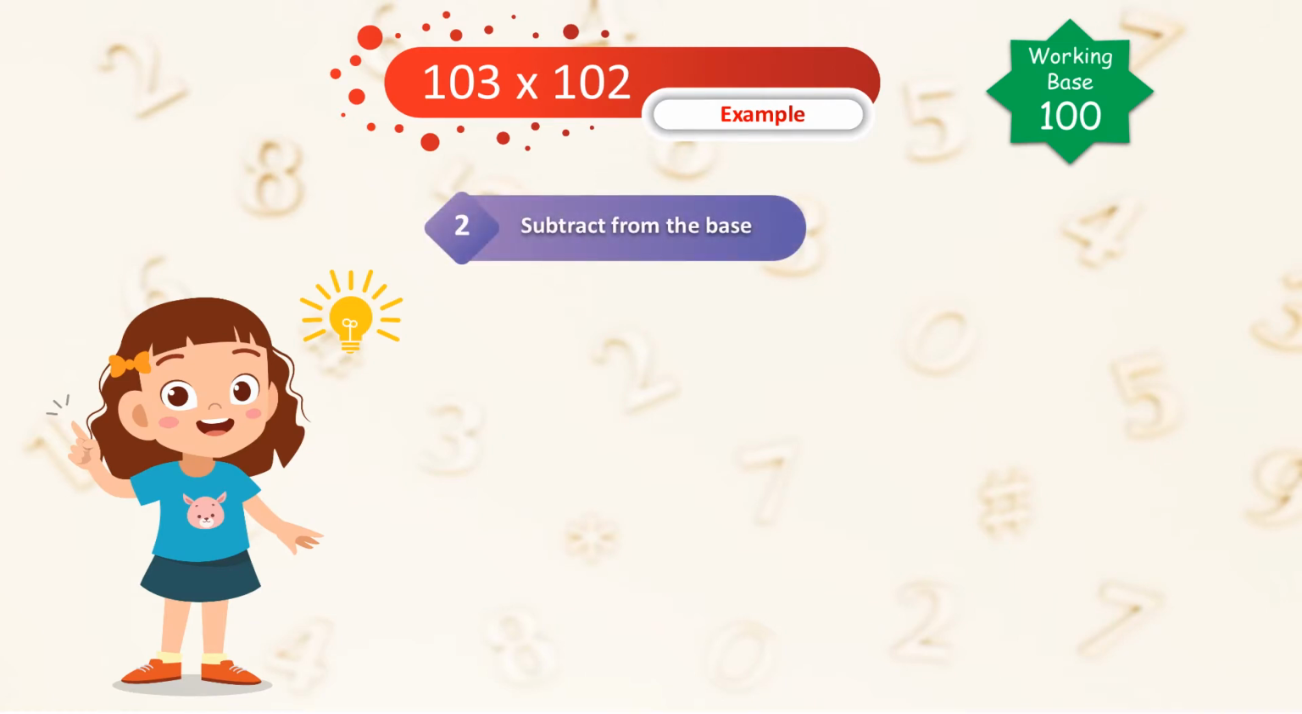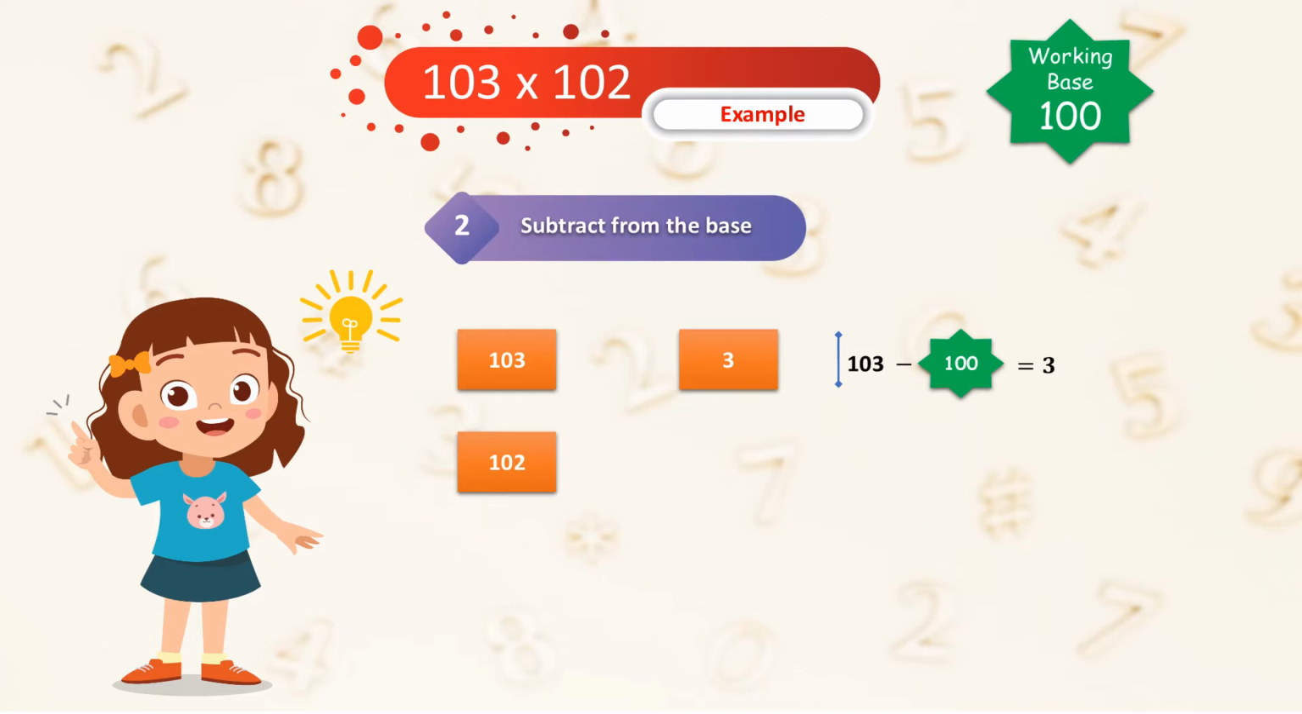The second step is to subtract the numbers 103 and 102 from our working base. Let's take 103. 103 minus 100 equals 3. So we put a 3 next to 103. Similarly, for 102 minus 100 equals 2. So we put a 2 next to 102. That's the end of step 2.